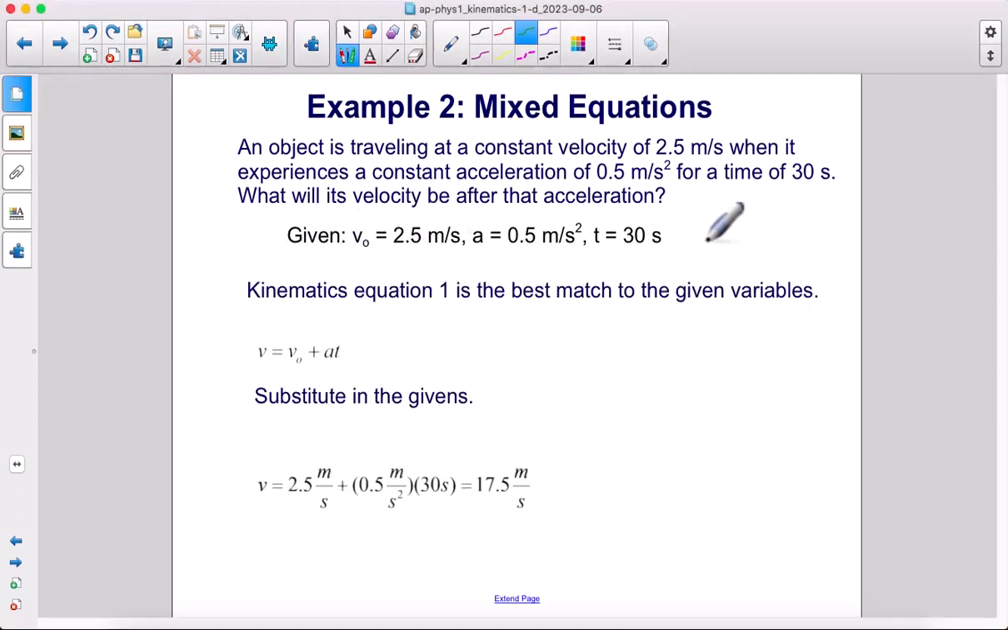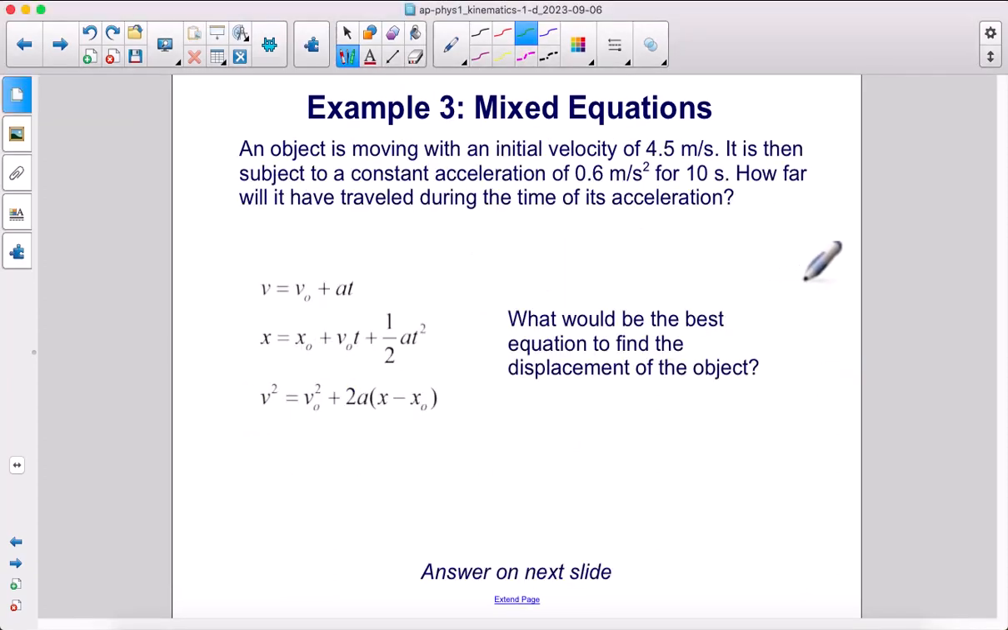Here are our givens. We have initial velocity, acceleration, and time, and we're asked about velocity. Nowhere in here is position mentioned, so we're going with kinematics equation 1. Just substitute in the givens and we get 17.5 meters per second.